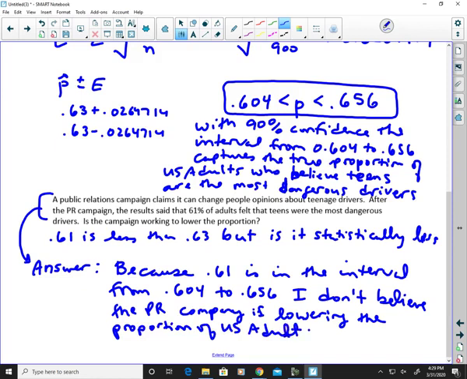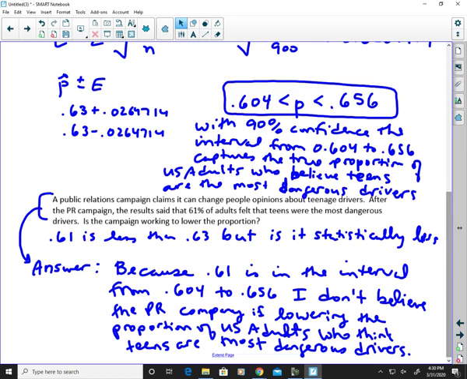Who think teens are dangerous drivers. Most dangerous drivers. Okay, and there we have it.